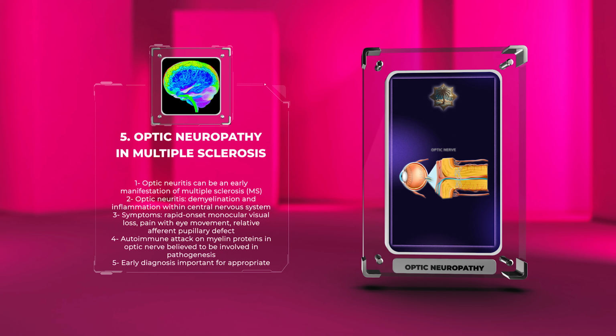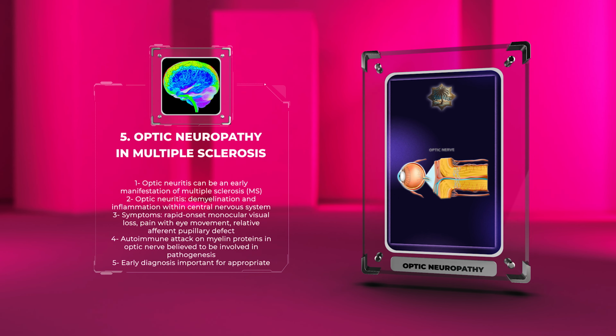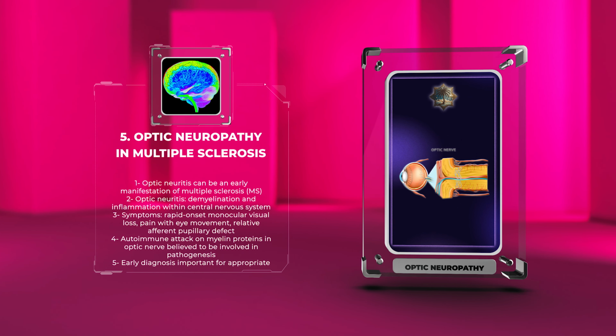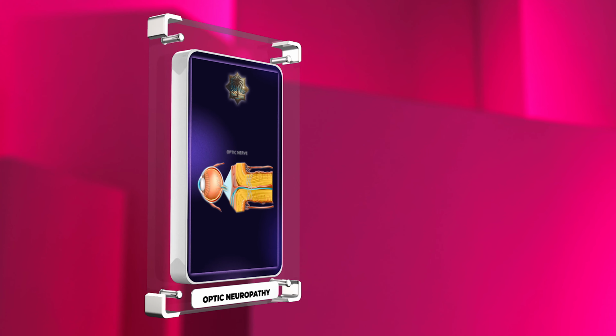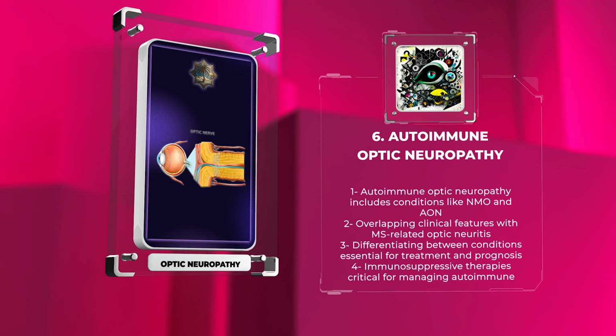The pathogenesis of optic neuritis in MS is thought to involve an autoimmune attack on myelin proteins within the optic nerve. Recognizing optic neuritis as an initial presentation of MS is crucial for early diagnosis and appropriate management of the disease.